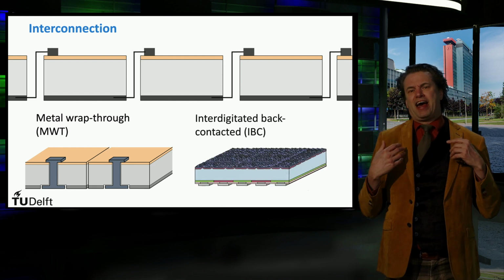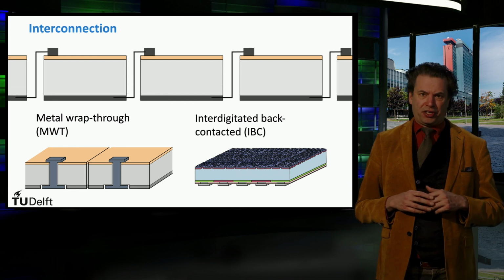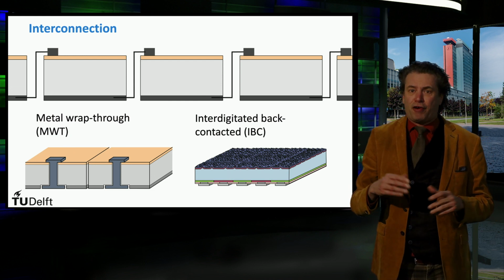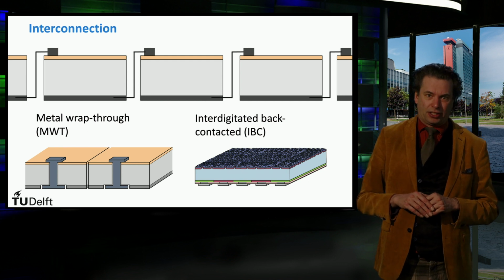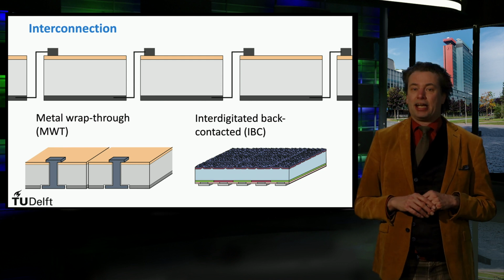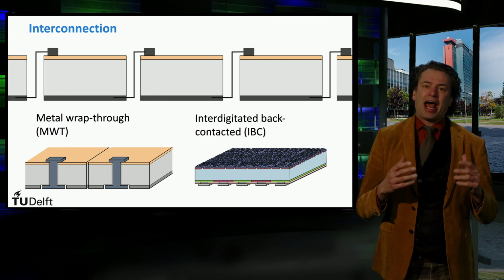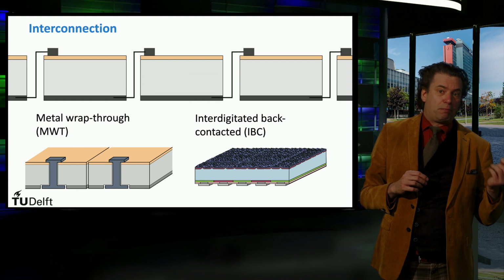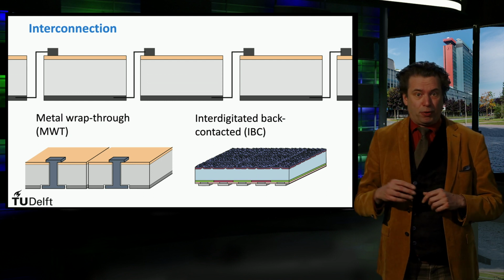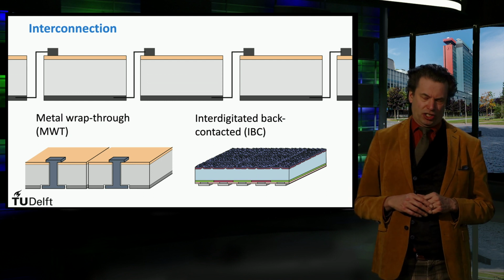A more advanced way to place all the contacts at the backside of the solar cell is found in the earlier discussed interdigitated back contacted technology. Both the electrons and the holes will be collected at the backside of the cell by alternately placing P plus and N plus layers that serve as the selective contacts.